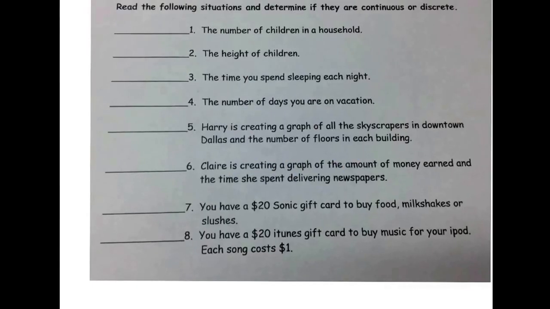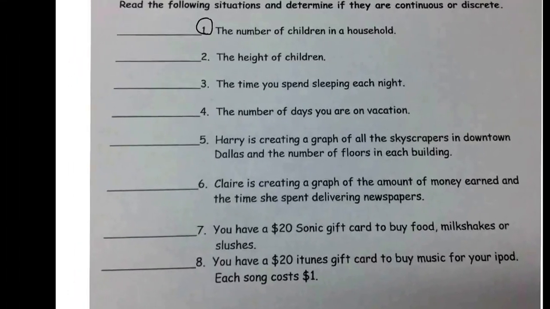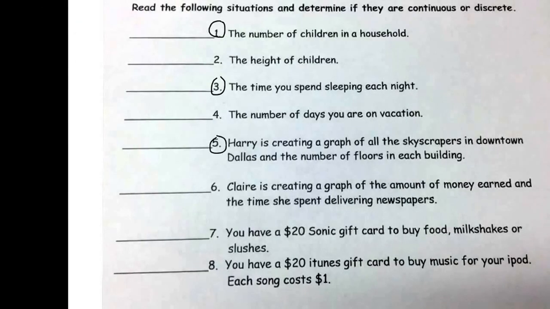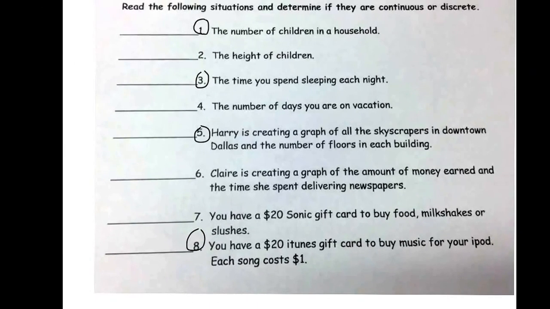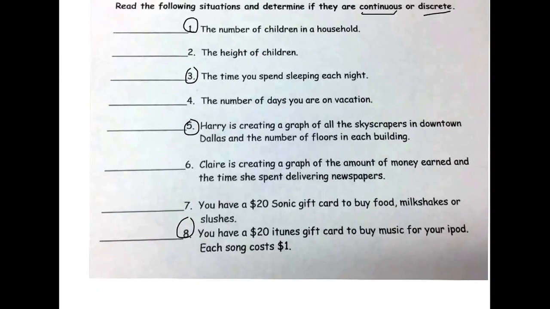Each gives us a bunch of different situations. I'm going to do the odds with you here, and then I want you guys to do the evens and bring the whole thing complete to the class. So we got to decide continuous or discrete. So we can just do C or D. The number of children in a household. So you got to think, can we have half a child? Nope. So it has to be discrete.